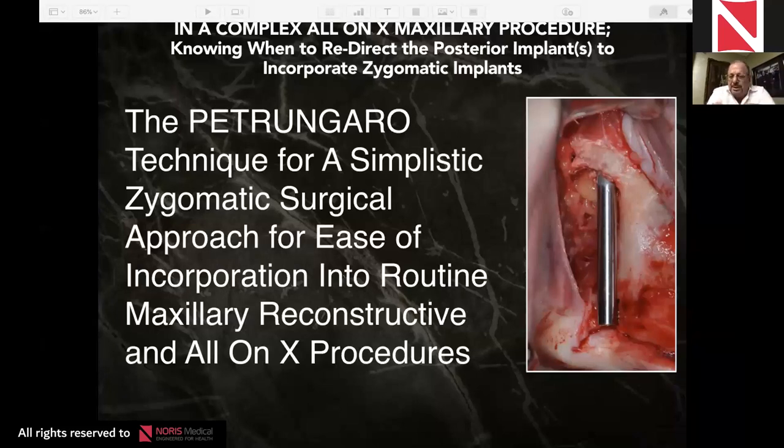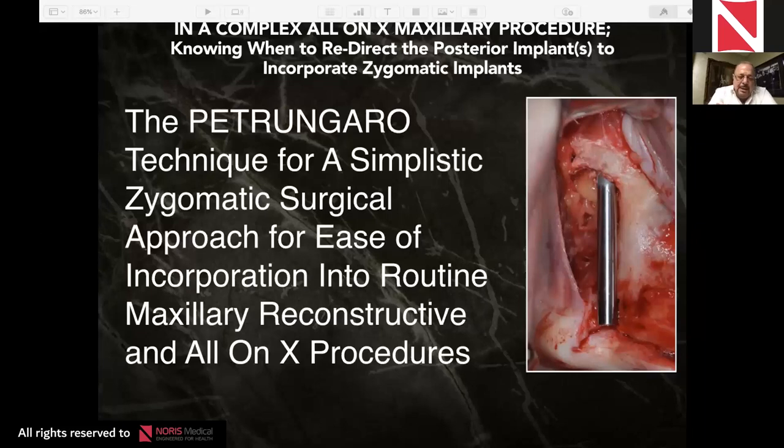Some research committee did a study of the increase of zygomatic and pterygoid implants over the next 10 years. I think their growth rate is supposed to be 20-25% per year. Now, I don't know all of the demographics of the study, but I think what we have to understand is zygomatic implants are here to stay.